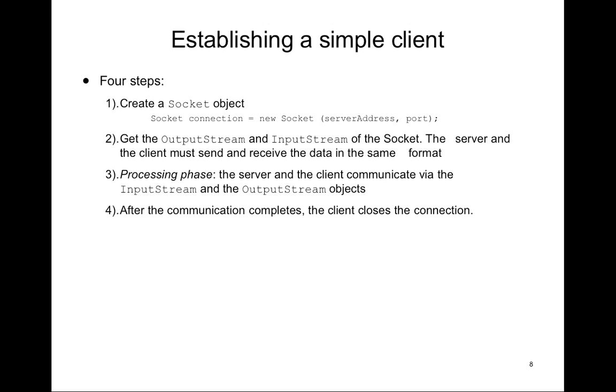So there's 4 steps to establish a simple client. So you create a socket object. So we have socket connection equal to socket server address, because the client is attaching to the server. You give it the server address and then the port, the open port that it's sitting on. So we always have a network address and we always have a port.